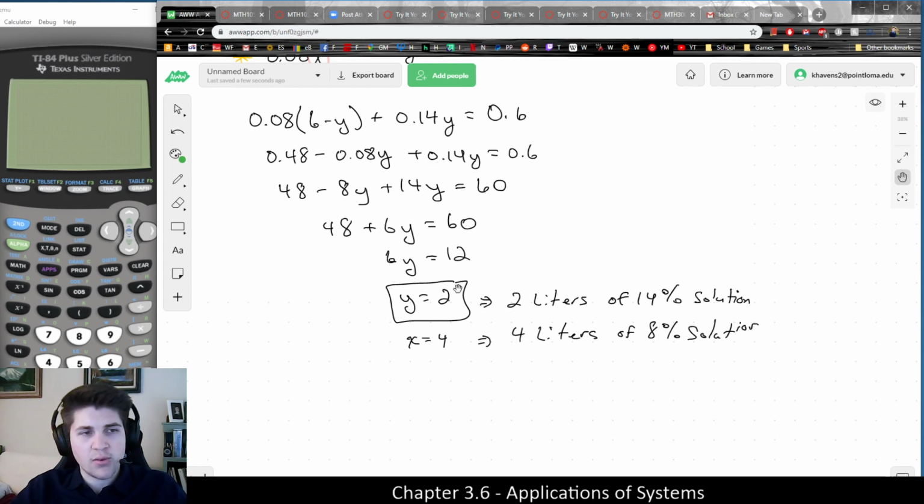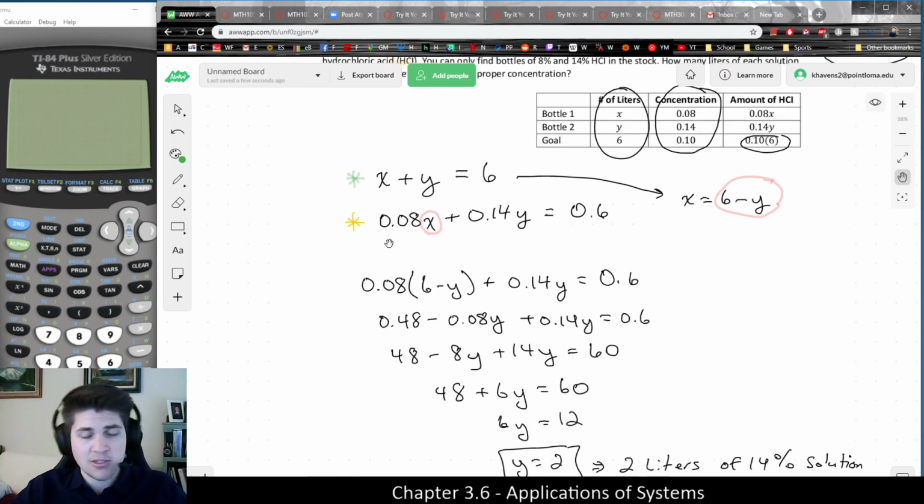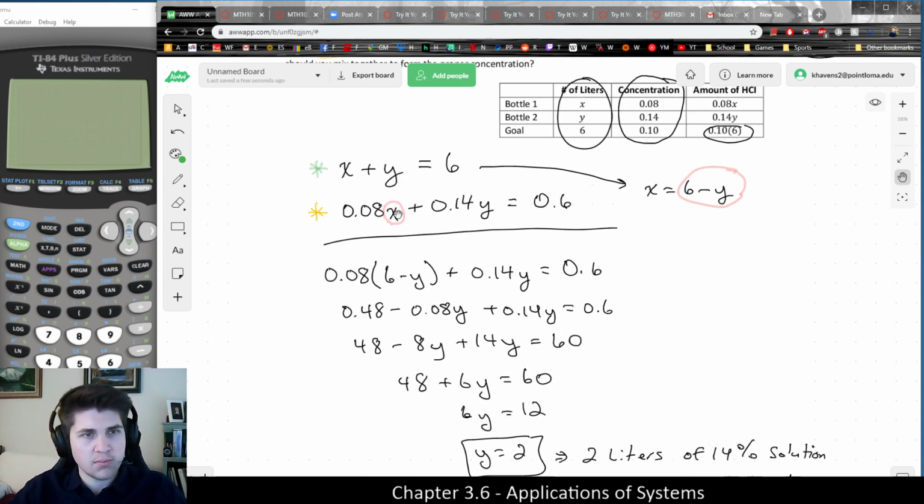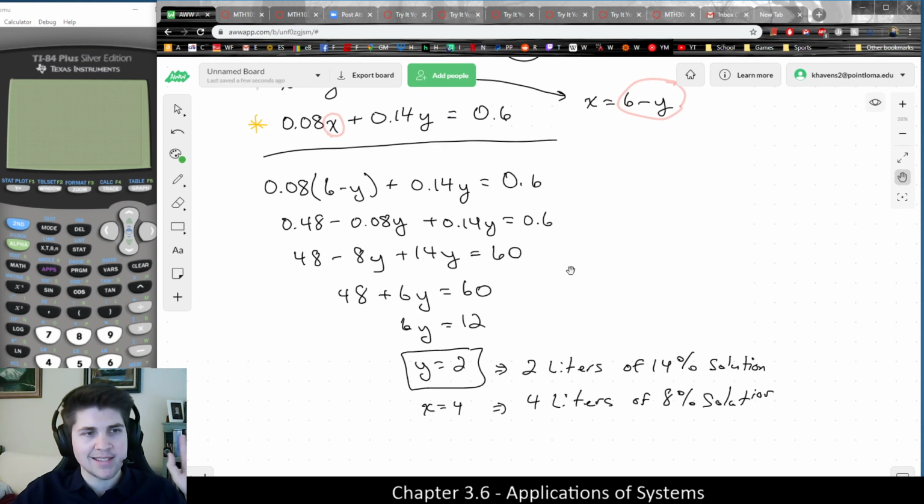And of course, I could check by plugging it back into my original equations, assuming these made sense. In that, if I take 8% of 4 liters, that would give me 0.32. And if I took 14% of 2 liters, that would give me 0.28. So 0.32 plus 0.28 is 0.6. Yes, that adds up, and it's going to work. It's going to give me the proper concentration. And also, 2 plus 4, or 4 plus 2, is 6. We're good. It makes sense. And that is the answer to our mixture problem.